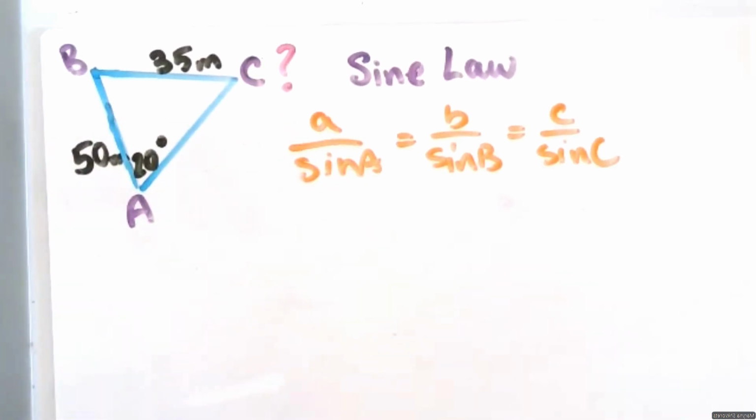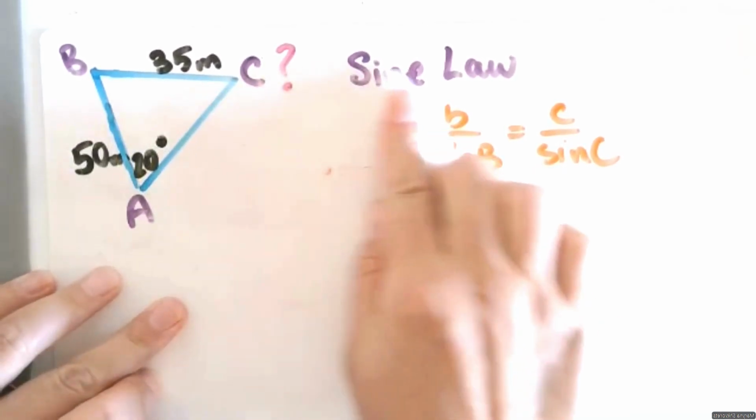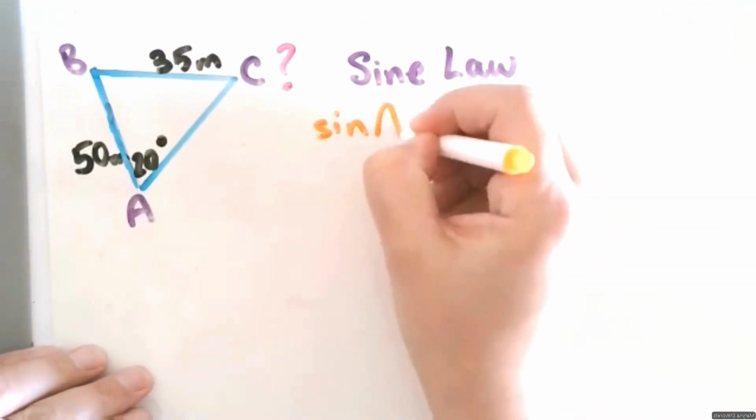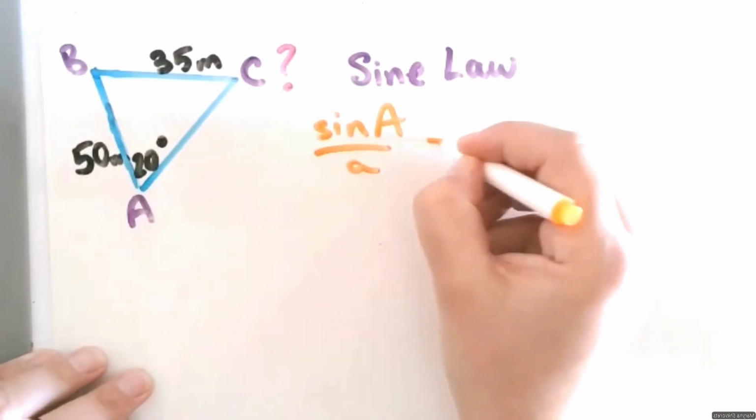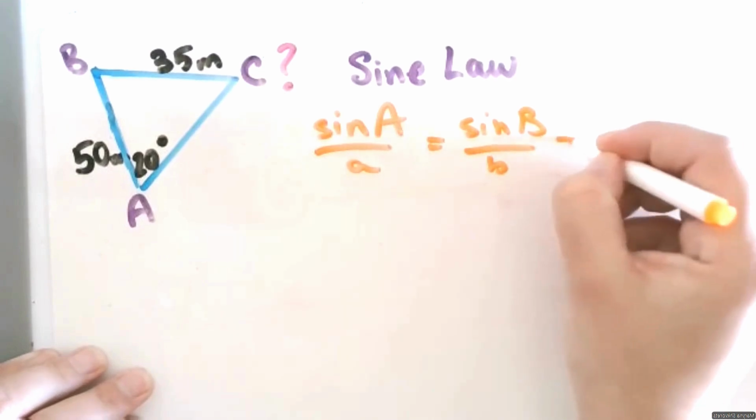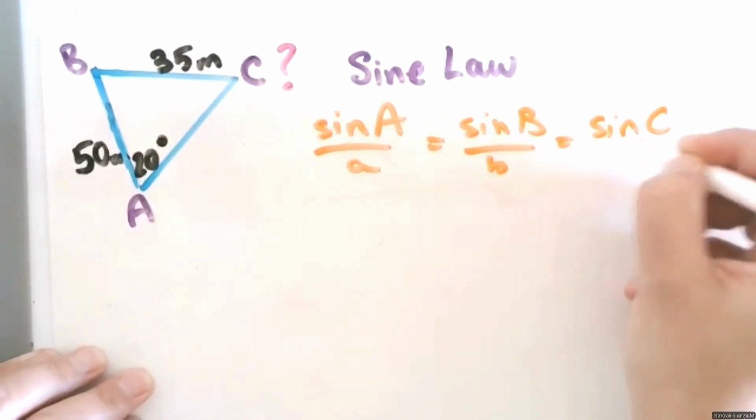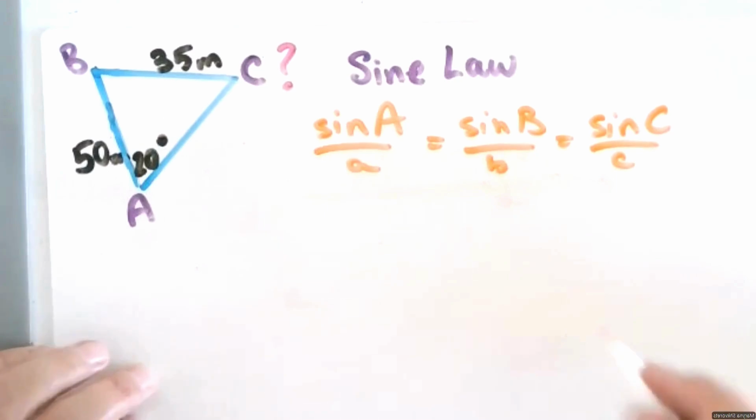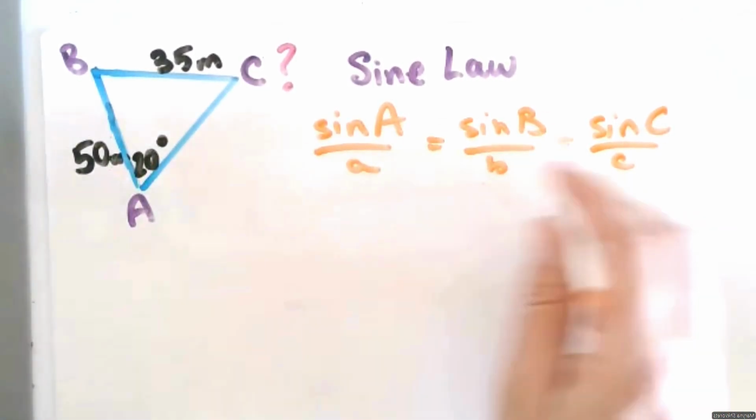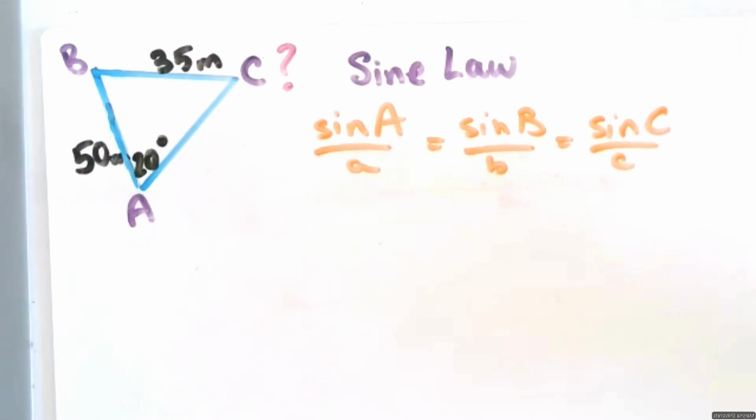So it's actually going to be easier for me to write my formula like this: sine A over a equals sine B over b equals sine C over c. If we're looking for the angle, it makes it a tiny bit easier to write your angles on top. And again, none of this makes any sense until we label our sides, right?